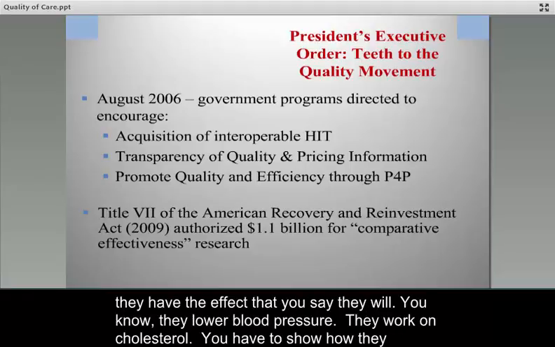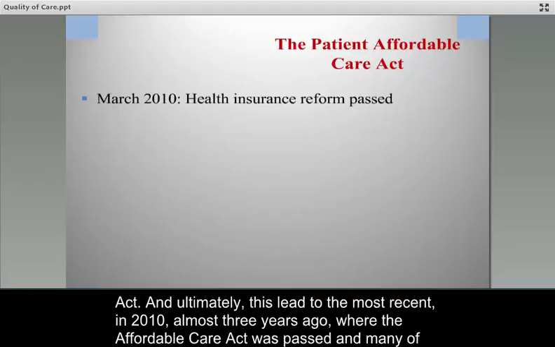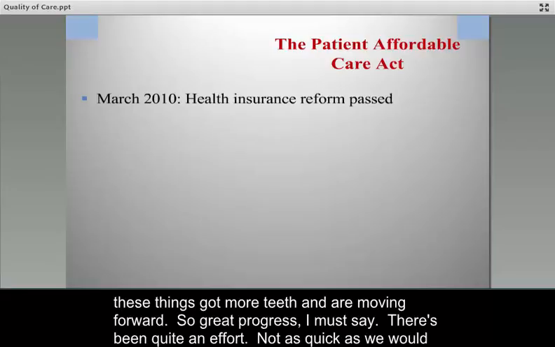You know, they lower blood pressure, they work on cholesterol. You have to show how they compare to other modalities that are out there. Is this drug better? And so this started in 2009 and was certainly enhanced in the Affordable Care Act. And ultimately, this led to the most recent, in 2010, almost 3 years ago, where the Affordable Care Act was passed. And many of these things got more teeth and are moving forward.